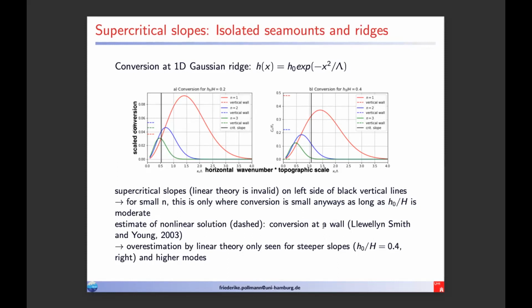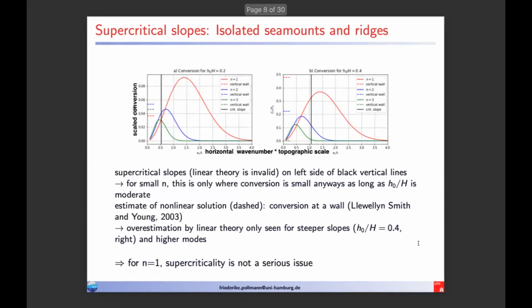We use the estimates of the conversion at a wall by Llewellyn Smith and Young. Those are the dashed lines here, to get an idea of what the true nonlinear solution should be. And you see that for the moderately steep case, the nonlinear solution is, for all three modes, higher than the linear curves, meaning we don't have an overestimation by linear theory in this case. Over here, it's actually not true for all modes. For mode 1 and mode 2, this is still the case, but for mode 3, this dashed line is below the linear curve. So here's one scenario where linear theory might actually overestimate the true solution. But for mode 1, which we want to look at, supercriticality is not really a serious issue.